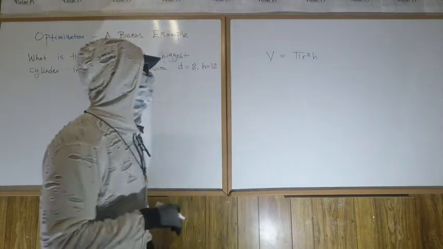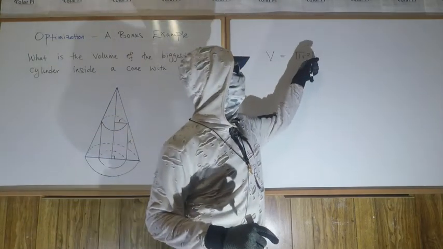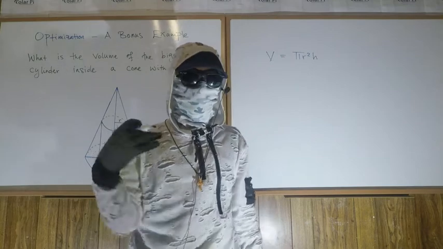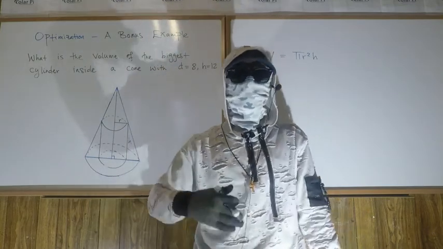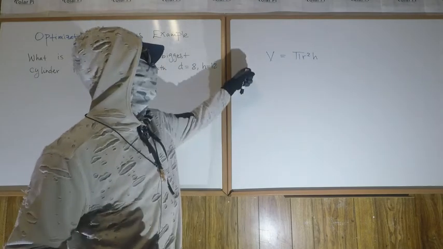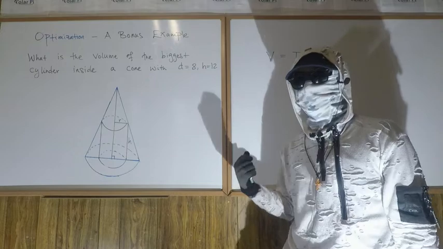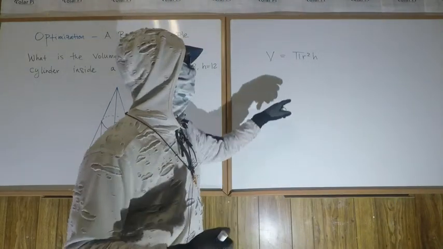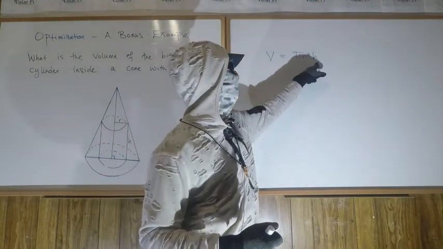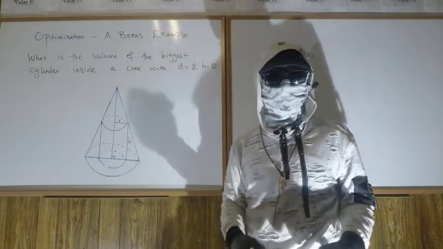Okay. Now, the only problem is that this volume equation has two variables, r and h. If we're doing multivariable calculus, we can use the method of Lagrange multipliers to still be able to maximize a function of two variables. But since this problem is intended for single variable calculus, we either need to figure out how to get rid of the r or how to get rid of the h, obviously using relationships contained in this visual.